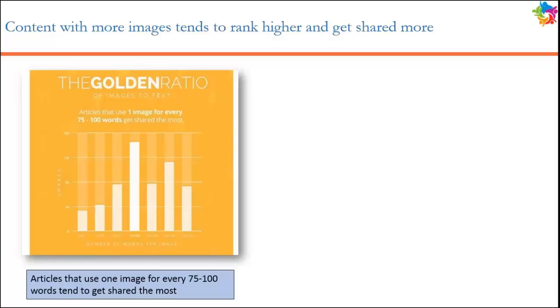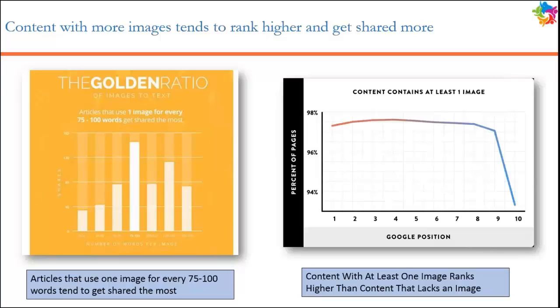And here are some more statistics for you to show you how adding more images to your content will help you both in your search rankings as well as in getting more shares for your content, getting people to link back to your content, share your content. So here's one. You can see the articles that use one image for every 100 words on average tend to get shared the most, right? This is one. And this is another one.